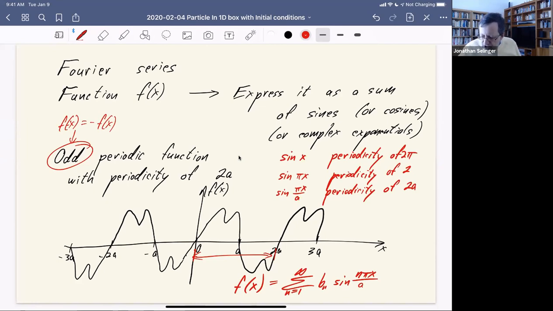So this is an example of a Fourier series. It's a Fourier series with all sine terms because we have an odd function. If we had an even function, we could do something like this with cosine terms. If we had an arbitrary function that's not even and not odd, we would need both sine terms and cosine terms.